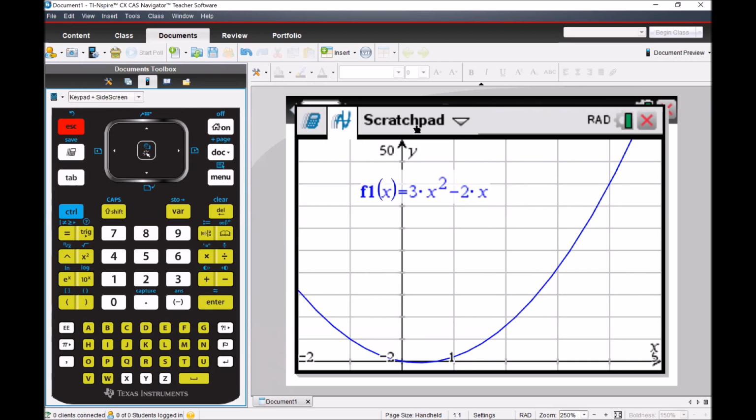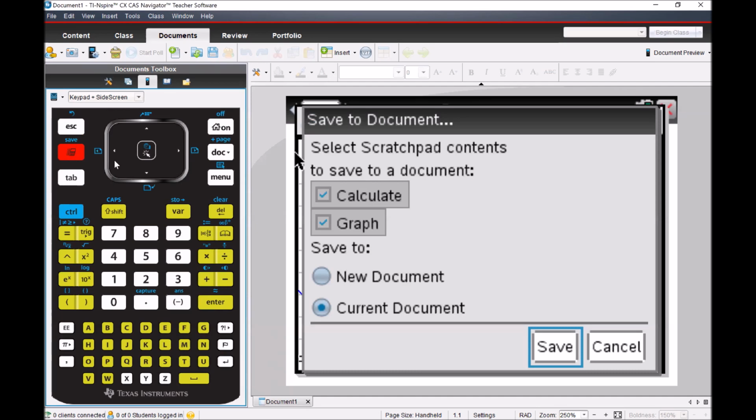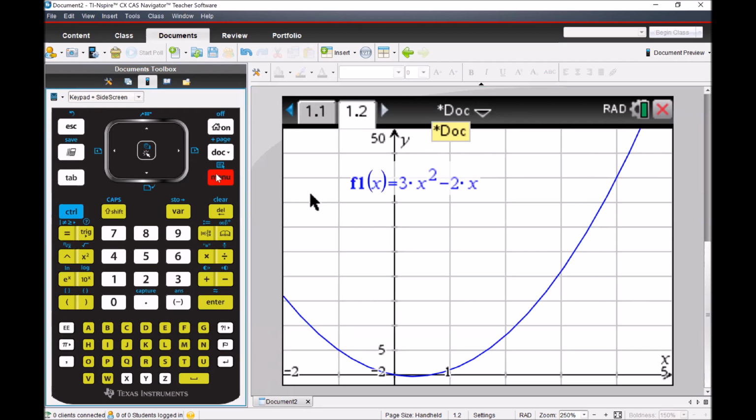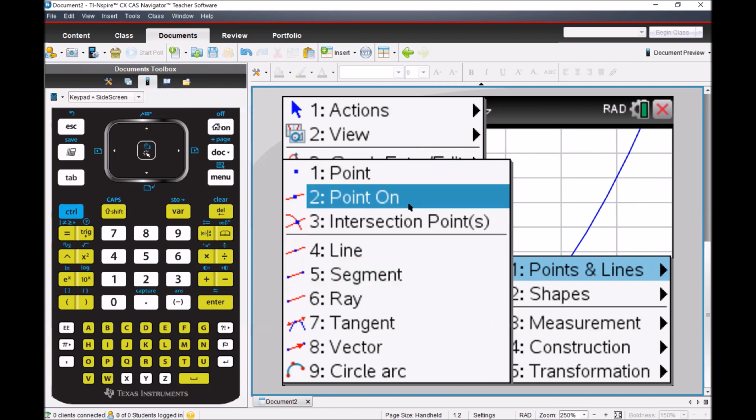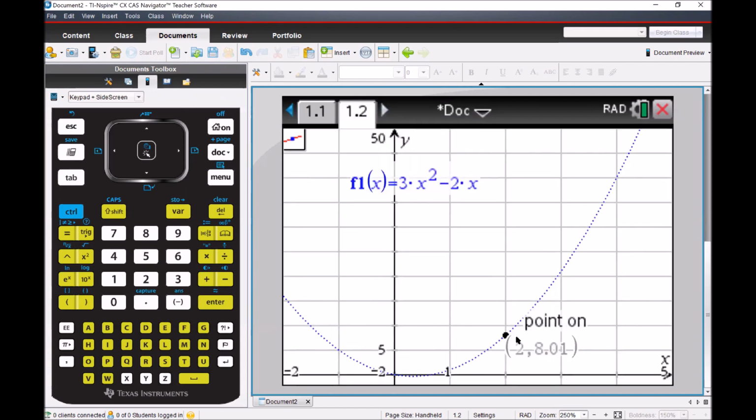Now, if I want to make this a document, it's pretty darn easy. I just basically say, okay, let's save this as a document, right? So I could just say Control Save, make this a new document. Guess what? It's now a document, right? Which means if I go to Menu, I've got this cool option called Geometry, and I could put a point on the curve, and then I can move it around. And I bet if we get somewhere in the vicinity of 8/3, which is 2.6 repeating. Now it's going to be virtually impossible to get that right on. It's probably as close as I can get there. So hopefully you trust that is that point.